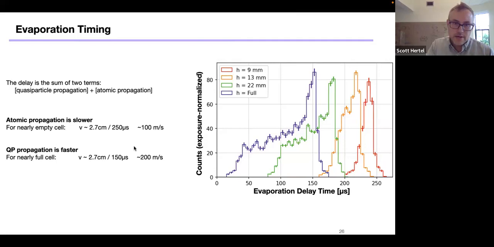because the atoms are just very slow. The atoms in the vacuum are something like 100 meters per second, and the quasi-particles in the helium are something like 200 meters per second. So we're kind of building a model to make sure that this distribution makes sense.